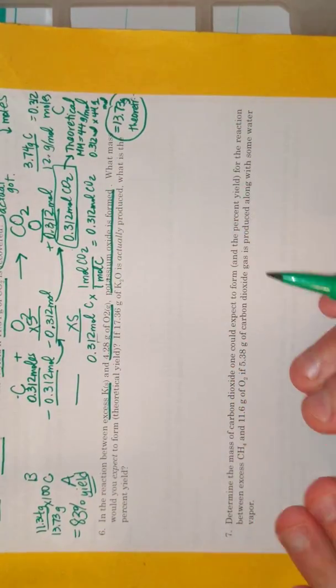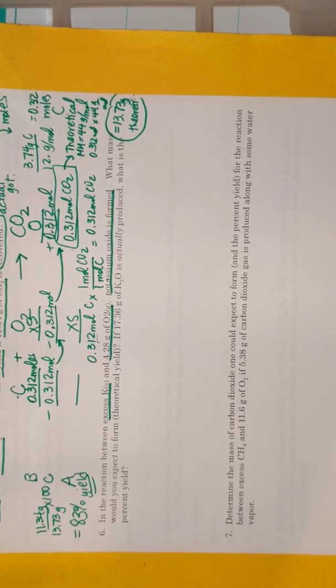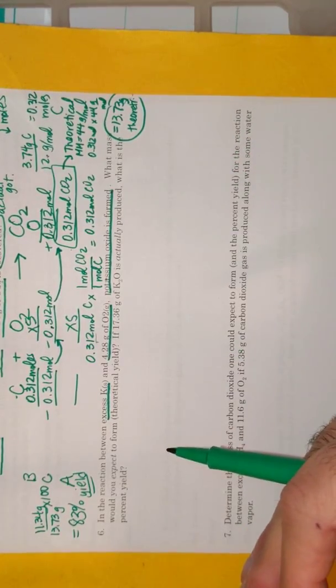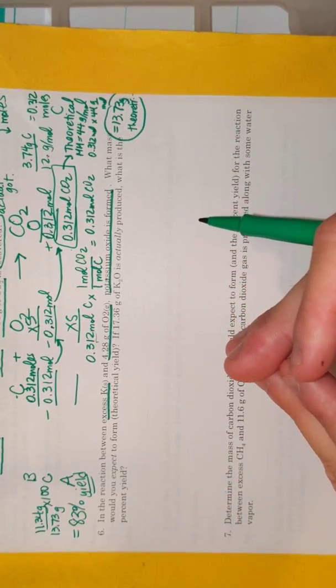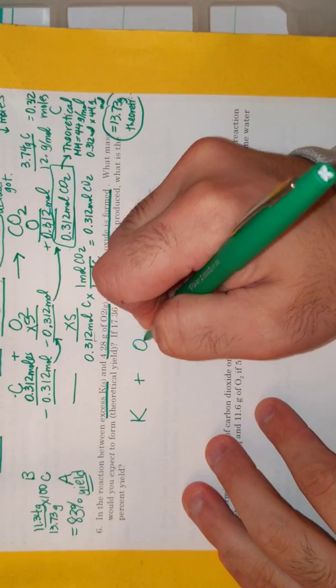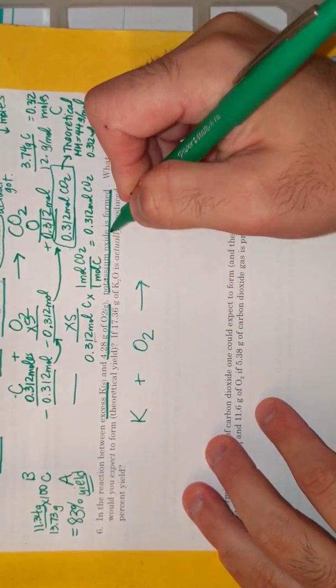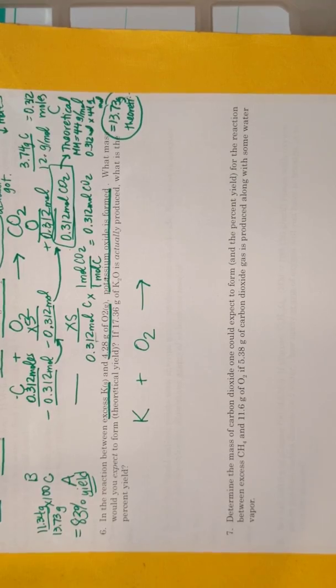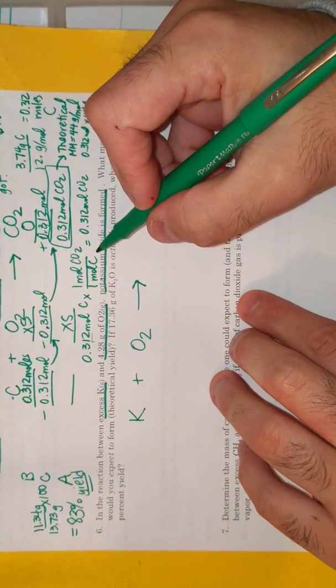From this first sentence, I can begin to write the balanced chemical equation. It says in the reaction between excess K and 4.28 grams of O2, so how about just K and O2? Potassium oxide is formed.